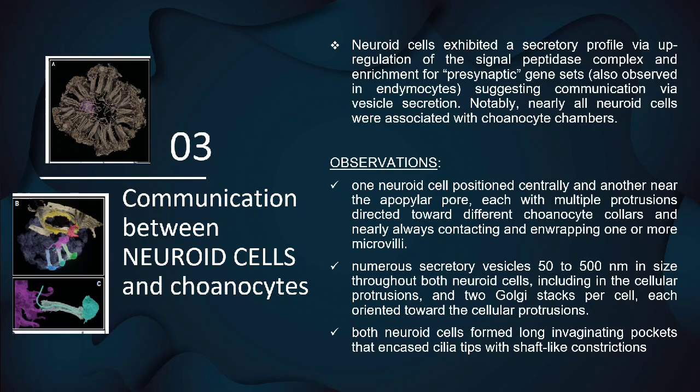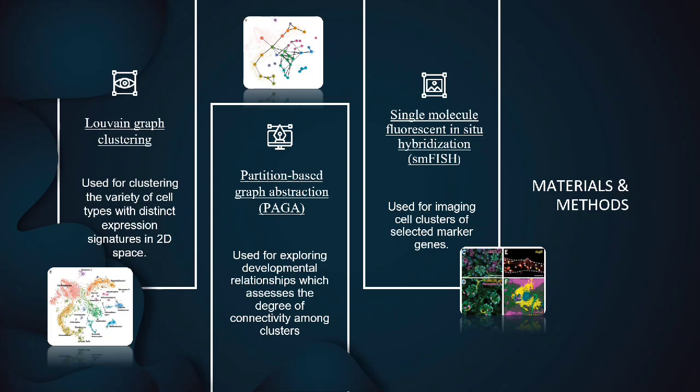For the materials and methods, we have Louvain graph clustering, used for clustering the variety of cell types with distinct expression signatures in 2D space, as you can see with the picture provided. Then partition-based graph abstraction, used for exploring developmental relationships, which assesses the degree of connectivity among clusters, given in the picture above. Then we have single molecule fluorescent in situ hybridization, used for imaging cell clusters of selected marker genes, also provided with the picture below.